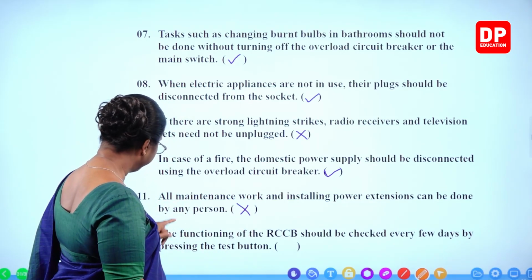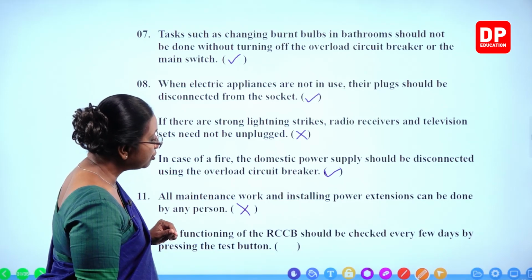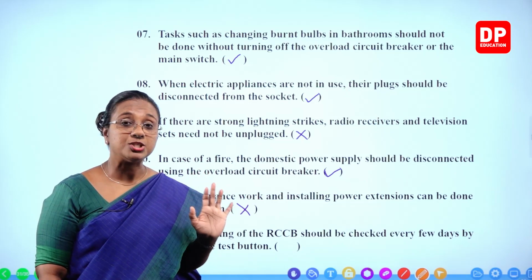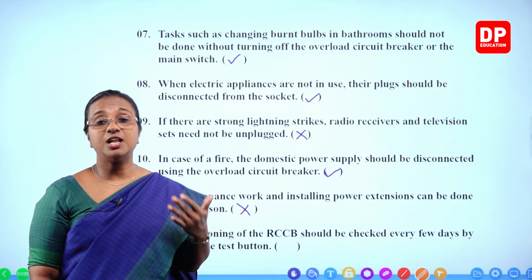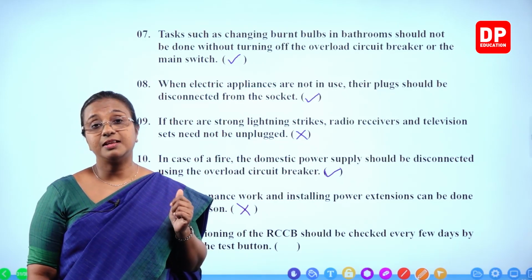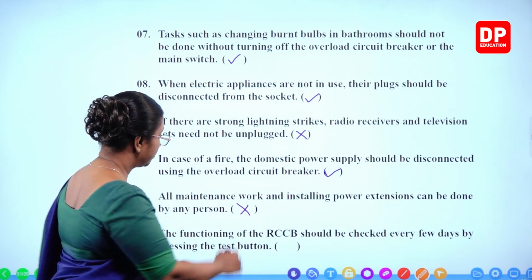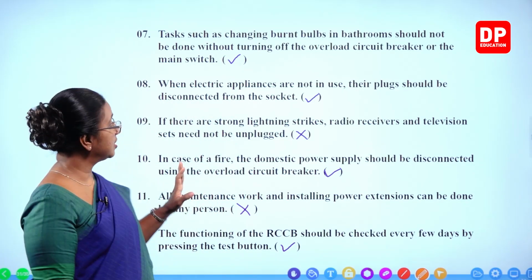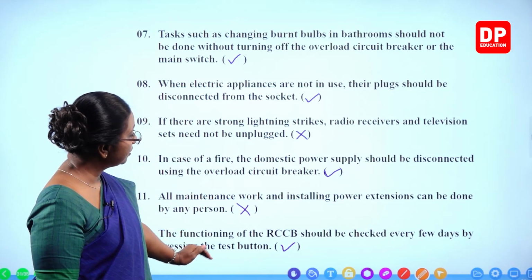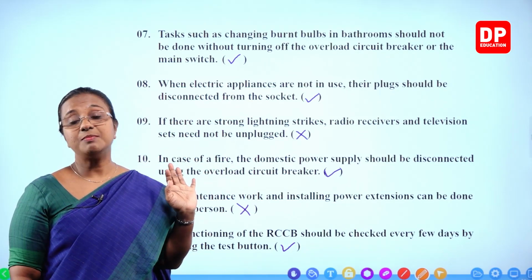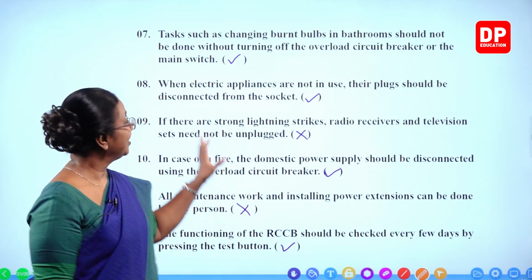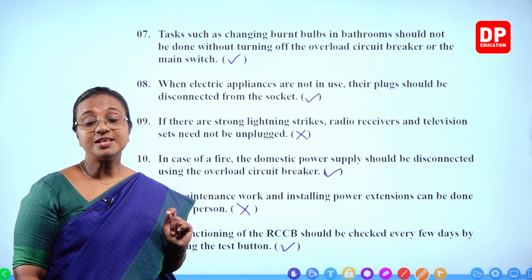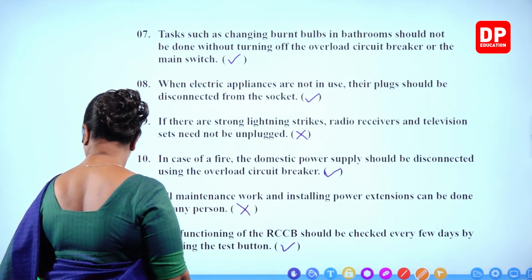Then the last one: the functioning of the RCCB should be checked every few days by pressing the test button. That is correct. You have to make sure that the RCCB is working. Then only you will be protected against electric shocks or earthing of current. So that is also correct. So these are all different precautionary measures. Now that we have discussed all these, you all know what the precautionary measures are. So I am sure you were also able to tick them, mark them correctly. With that, students, I am going to move on to the next question.